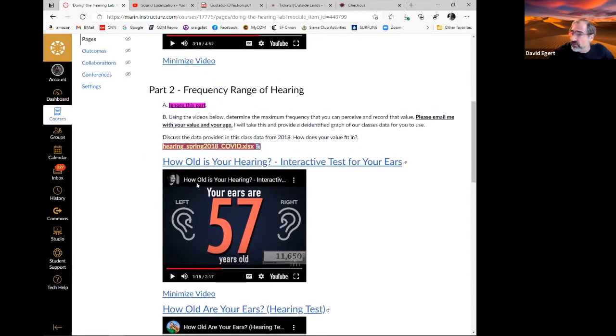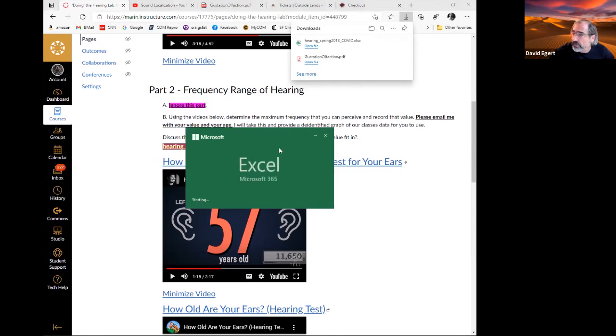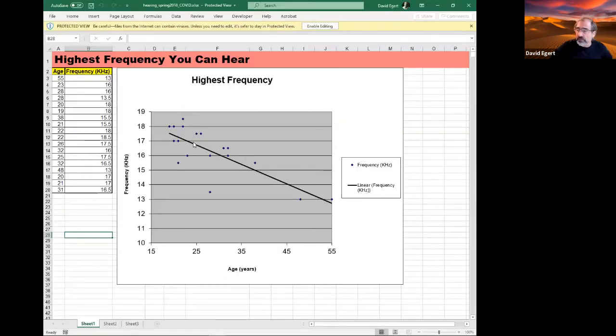Just as a teaser, this was a hearing test from a few years ago. You usually get pretty clear negative correlations as presbycusis. People who are 20 are hearing up around 18, 19 kilohertz. People who are getting to be 30 can get up into 15. People who are up in their 40s and 50s are down here. And this is normal. This is not necessarily about hearing damage. Your ears lose the ability to detect high pitches as you get older.